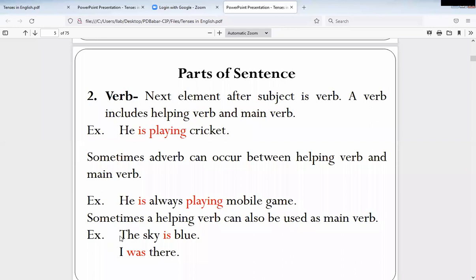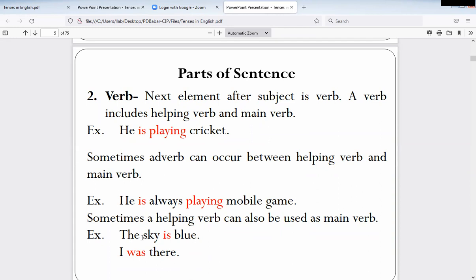Another example: the sky is blue. In this sentence, the sky is what? Subject. Is is what? Helping verb. And blue is called the complementary part of the sentence. So why is it the complementary part? Because it is an adjective. Here it works as an adjective.